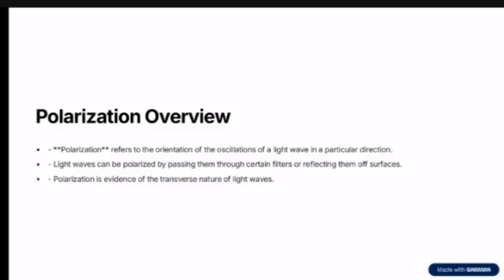Polarization refers to the orientation of the oscillation of light in a particular direction. Polarization of light happens when light waves vibrate in one direction instead of vibrating in all directions. So that's the simple explanation of polarization of light. It is what happens when light waves vibrate in just one direction.